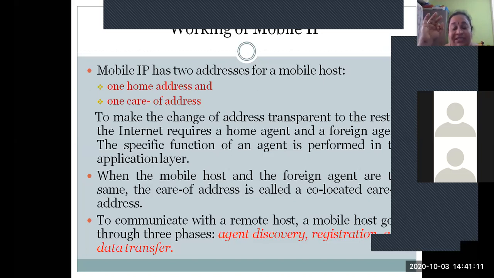What are these three phases? These three phases give you the total working procedure of mobile IP, which is very different from normal IP working. Those are nothing but agent discovery, registration, and data transfer. These are the ones which make mobile IP work.